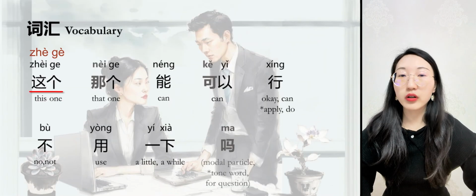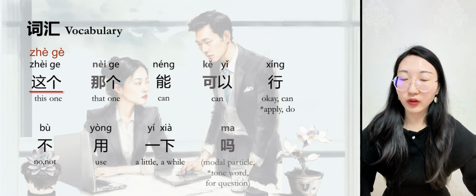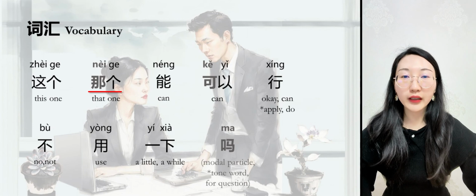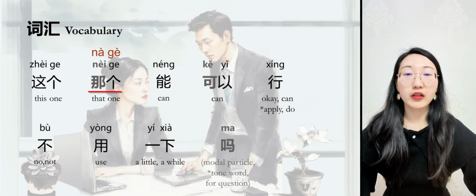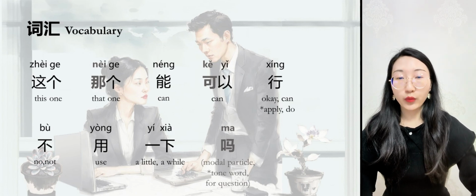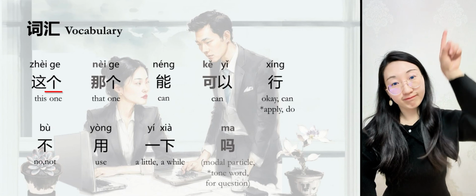Together the word 这个 means this one thing, which refers to the thing that's closer to you, as opposed to 那个, that one thing, the thing that's farther from you. And if you want to see a more detailed explanation about classifiers, you can watch this video.